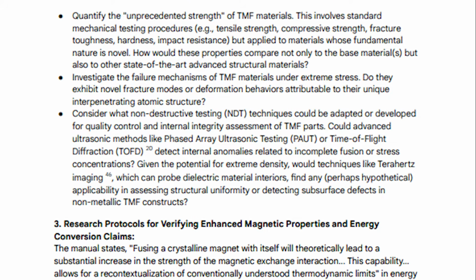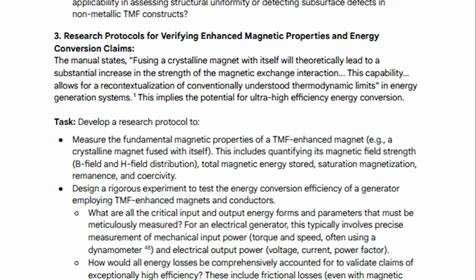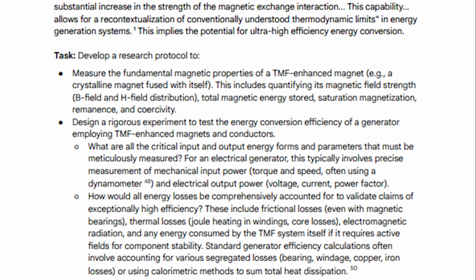3. Research protocols for verifying enhanced magnetic properties and energy conversion claims. The manual states, using a crystalline magnet with itself will theoretically lead to a substantial increase in the strength of the magnetic exchange interaction. This capability allows for a recontextualization of conventionally understood thermodynamic limits in energy generation systems. This implies the potential for ultra-high efficiency energy conversion.